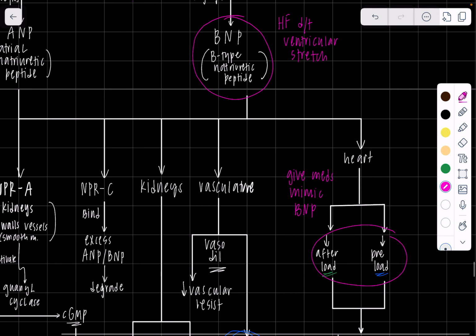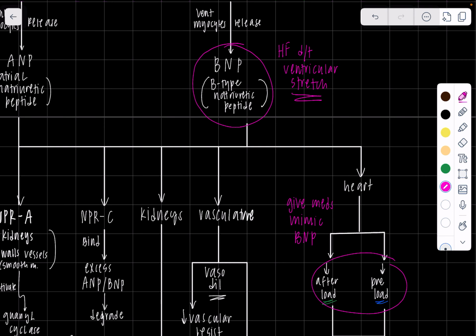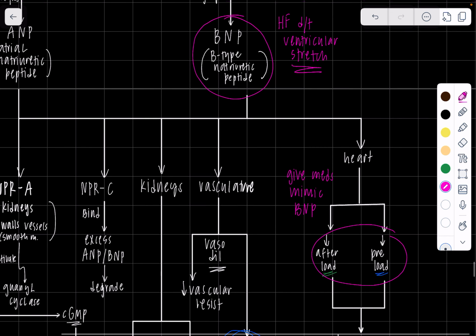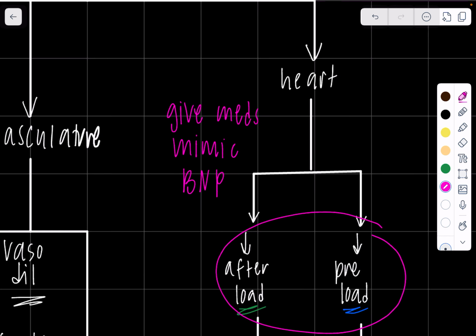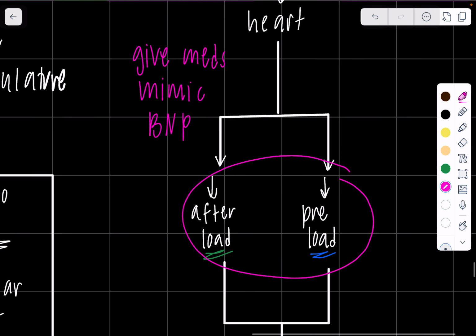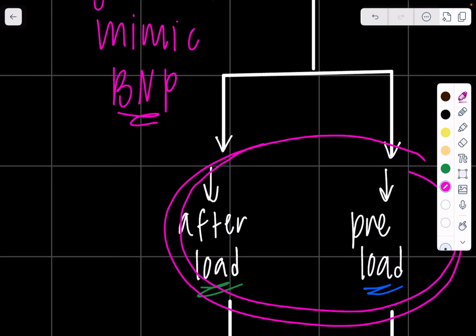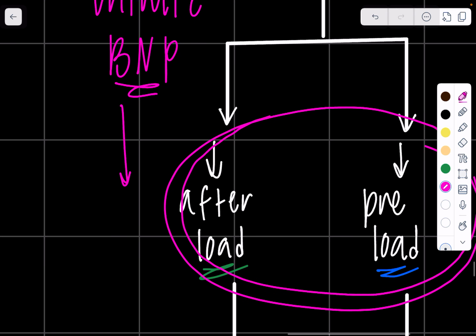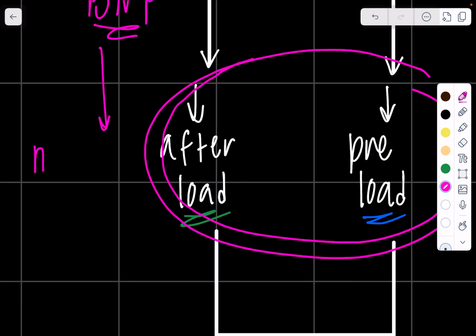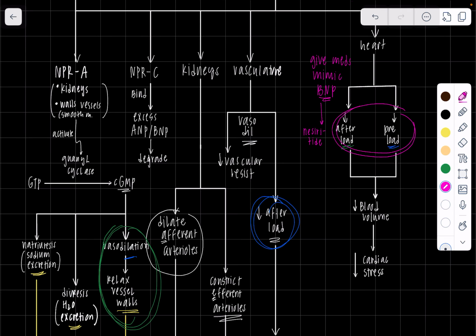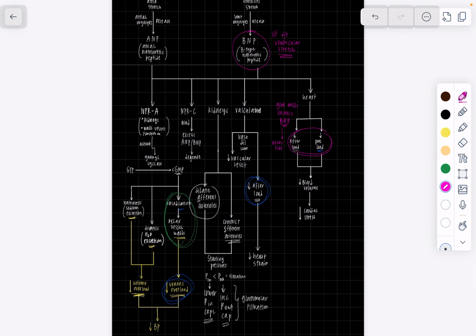Our heart's working really hard because we're having this ventricular stretching, right? Think about our ventricular hypertrophies. The treatment for that is to give medications in this part of the pathway that mimic BNP. A common medication that we'll see often is called nesiritide, spelled Nesiritide. There are plenty more, but that's just one that we see commonly.